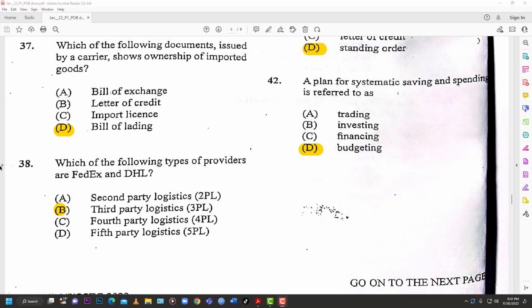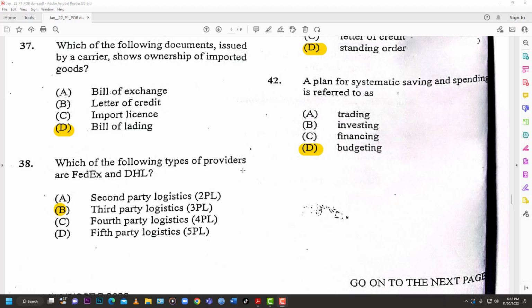Number 38. Which of the following types of providers are FedEx and DHL? So we're looking at supply chain and logistics. And so the best answer here is B, third-party logistics, because it specifically said FedEx and DHL. Third-party logistics happens when a company outsources the logistics to another company.